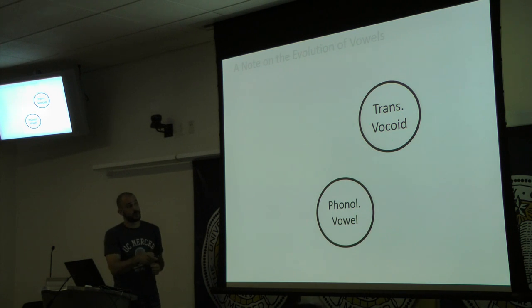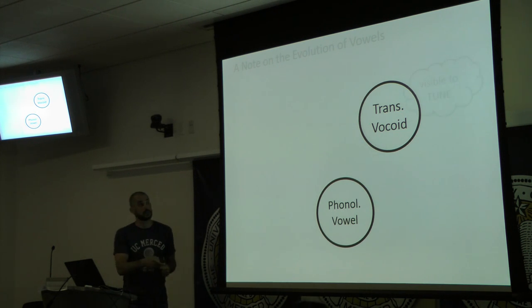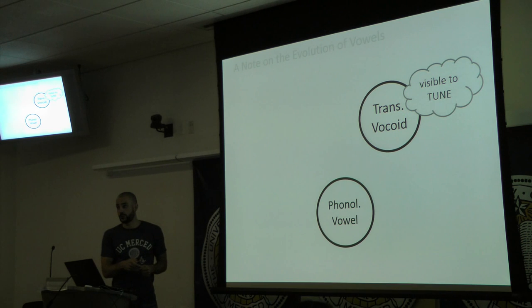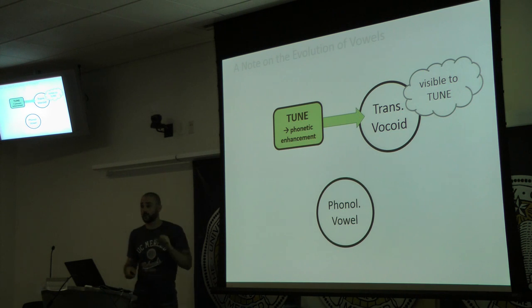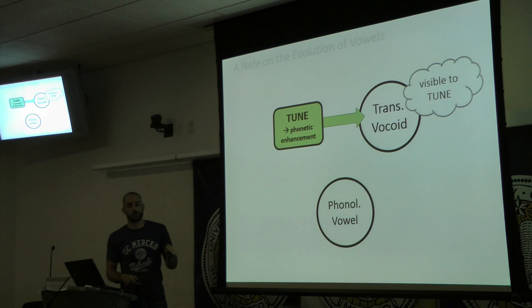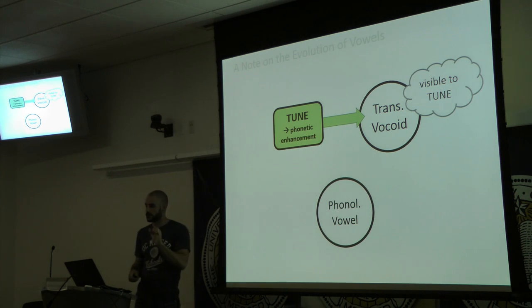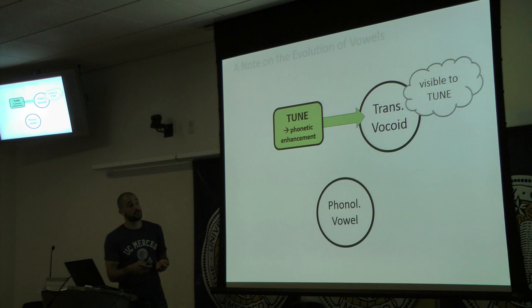Well, we have a transitional vocoid, just an artifact of biomechanics that is, however, visible to the tune. The tune, the necessity to realize a tonal event, will exploit this element to resolve conflicts with regard to tonal placement. And by doing so, it will phonetically enhance this element. So now we have a rather consistent element, consistent in terms of its position, which is loud and long, pretty salient perceptually. And now we just need one small step towards a phonological vowel.